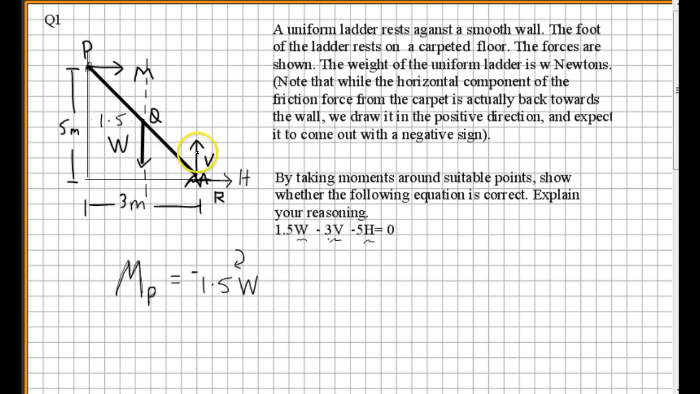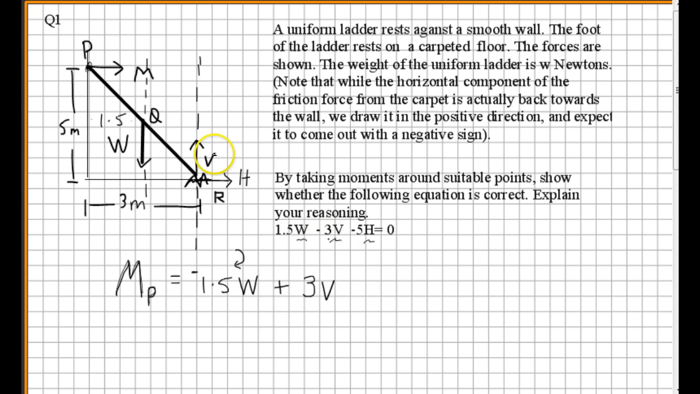So let's see what V and H are doing. Around P, this is V, this is the line of action of V, of our vertical force through here. And its distance back to P is down here, we can see it's 3 meters. So the moment due to V is 3 times V. And because it's in that direction, it's in a positive direction.